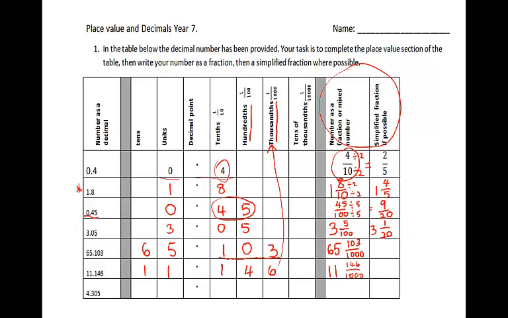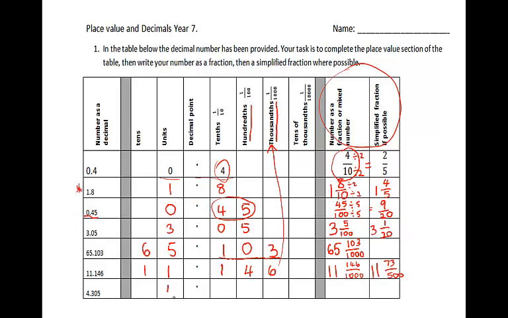Now I'm not too familiar with numbers that go into 146 and 1,000, but they are both even, so it might be that you start off looking at dividing the top and the bottom by 2, which would give you 73 over 500.